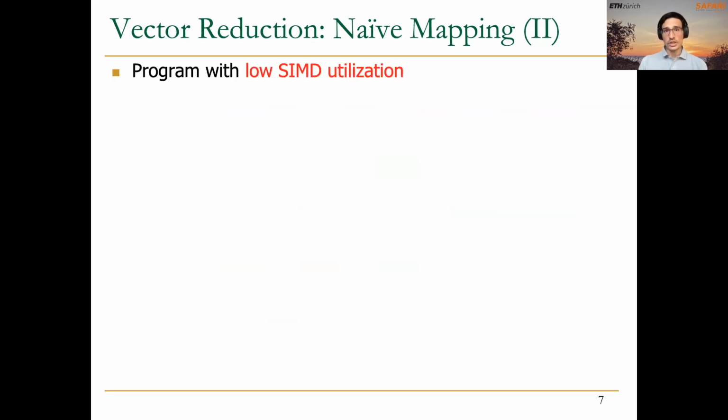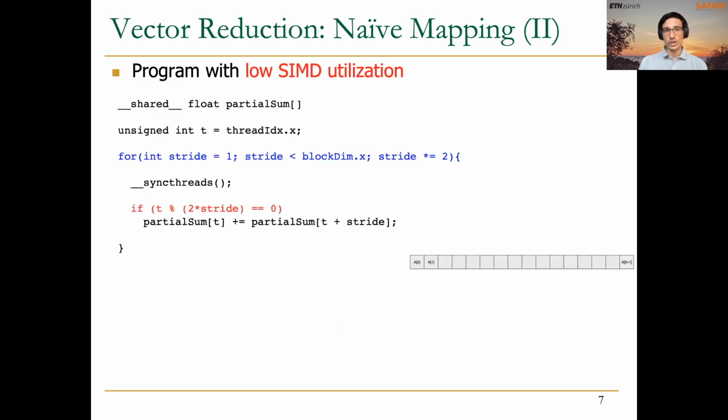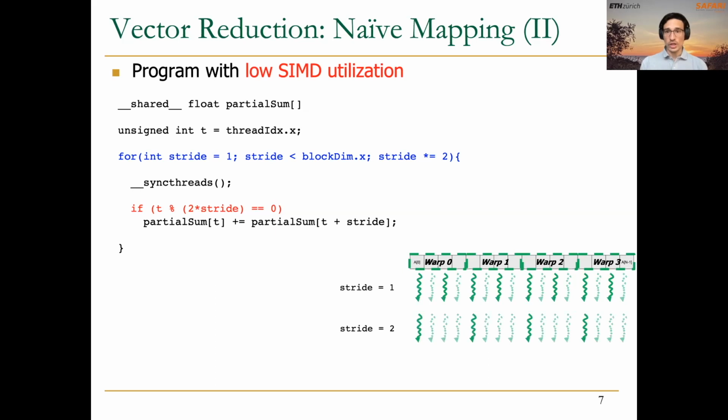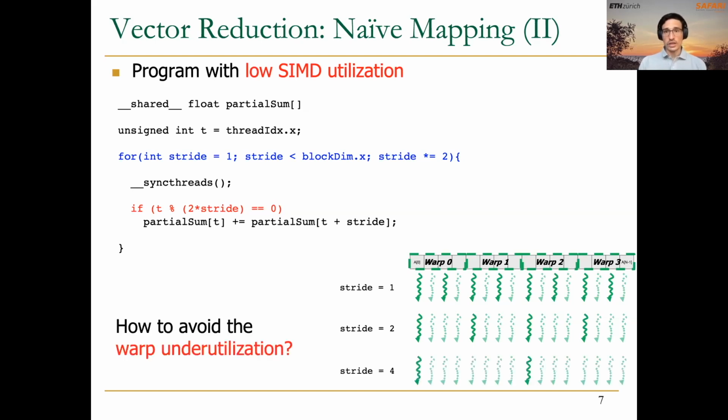The problem with this kind of naive mapping is that it causes low SIMD utilization, and this low SIMD utilization in the end is going to cause bad performance. Why does that happen? Because when threads start retiring iteration after iteration, observe that all warps stay active, but most of the threads remain idle in each warp, and that essentially causes a lot of warp underutilization or low SIMD utilization.